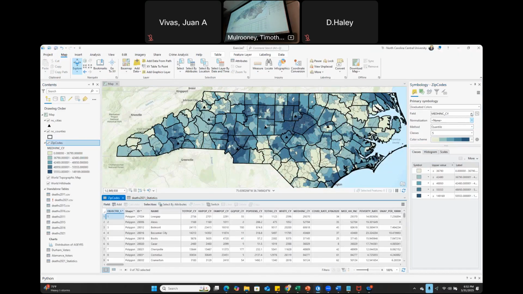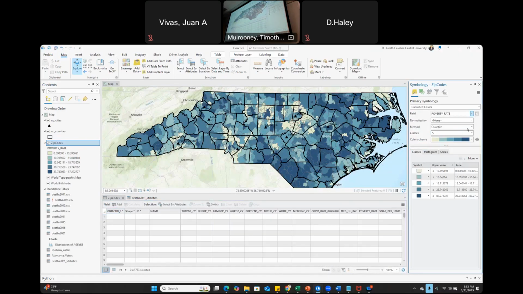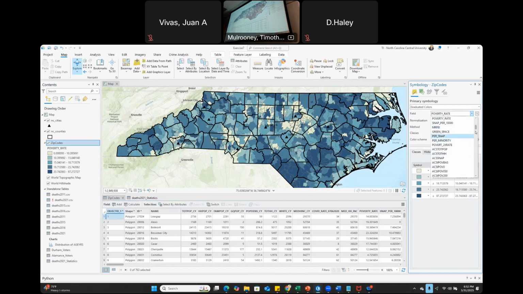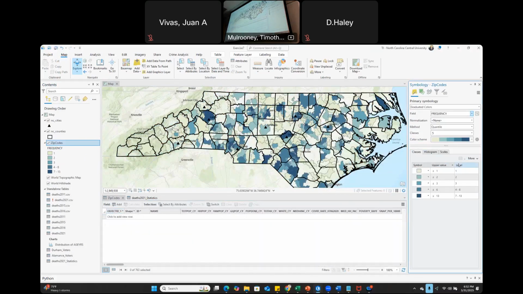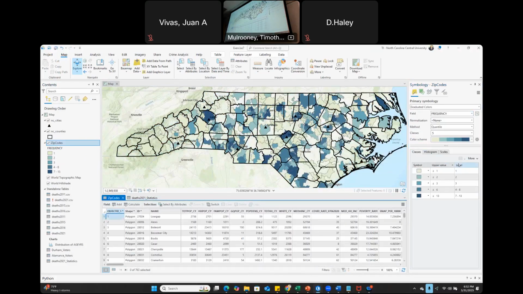So we can see where income is higher. We can see where, hey, poverty rate's higher. You know, lots of these things right here. We're going to go all the way to the bottom and we're going to look at frequency. Just anecdotally, can we start to prove or disprove Chantel's hypothesis? Just anecdotally. What's anecdotally mean?